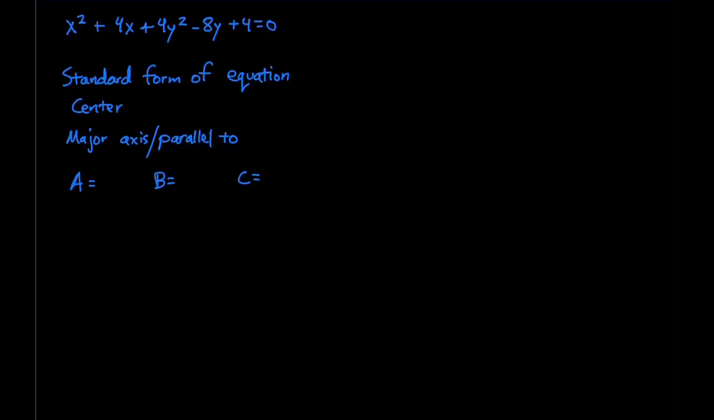Here we have to find the standard form of the equation, so that means that we have to complete the square on this question. We have x squared plus 4y squared. These are both squared, they're both positive, but they have different coefficients. This one has a 1, the other one has a 4. So this is definitely an ellipse.